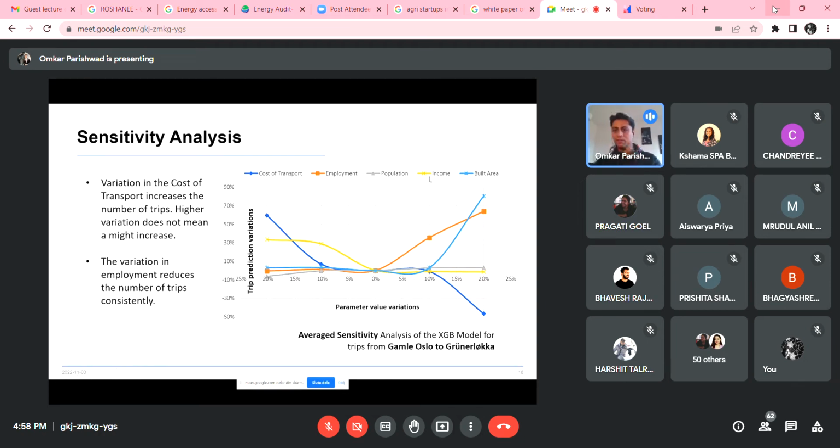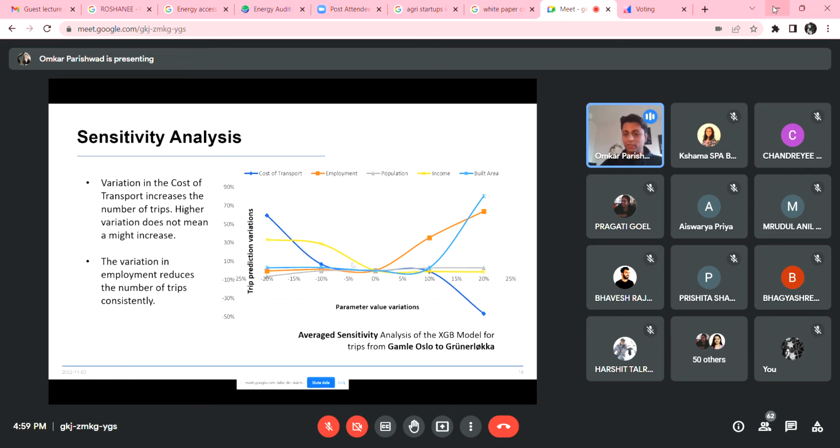But interestingly enough, we have income. When we reduce the income, we have more number of trips, which tells us something. It tells us that people in this area, maybe they're working out two jobs, or they are not going to a particular place and just staying there for their job when the income levels are low.